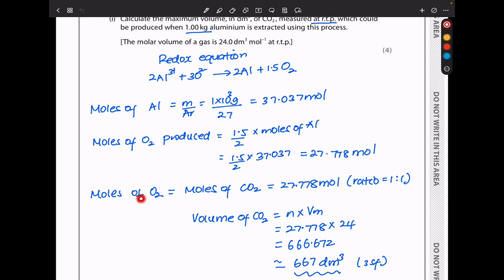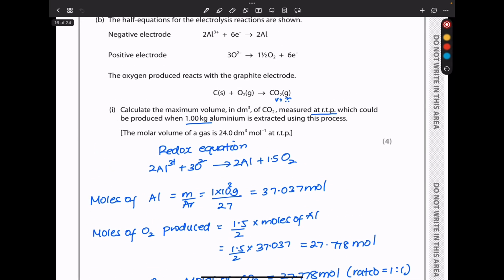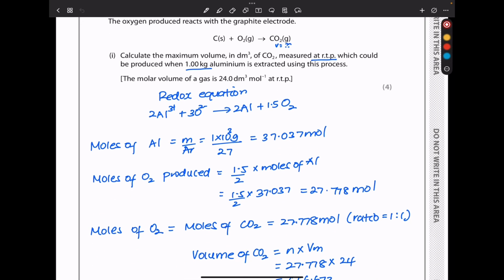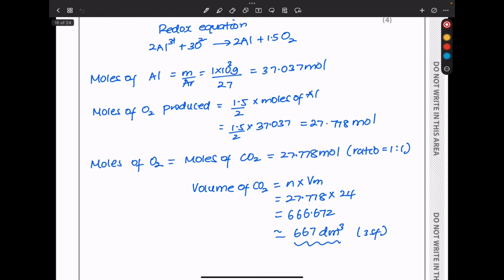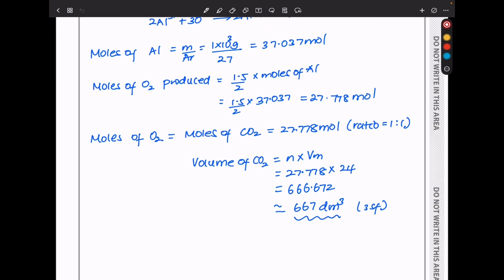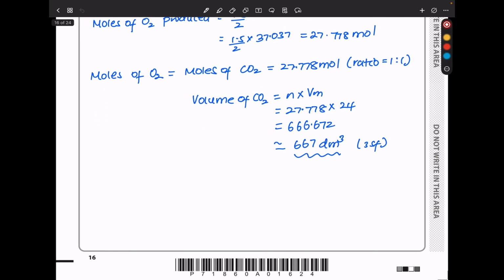And now the moles of oxygen will equal to moles of carbon dioxide, which is equal to 27.778 because the ratio is 1 to 1. That last part is for this reaction here, because the oxygen produced is going to react with the carbon, which is the graphite electrodes. So volume of carbon dioxide produced is going to be number of moles times molar volume, which is that, times 24. And I got 666.672, which is 667 decimeters cubed, to 3 significant figures.